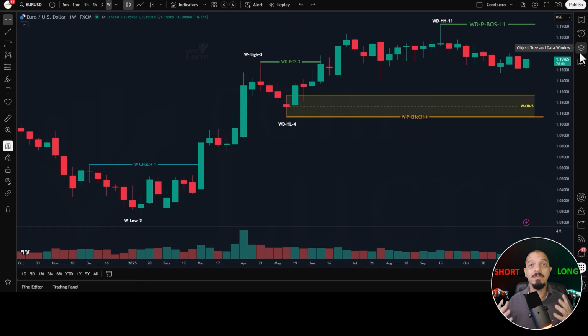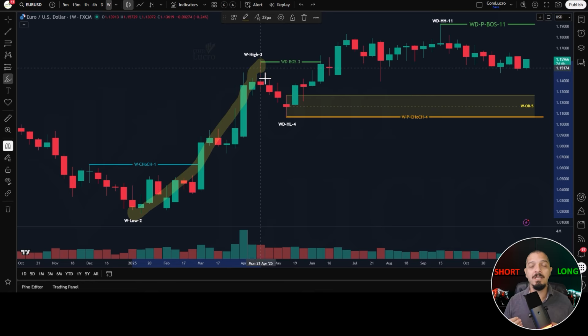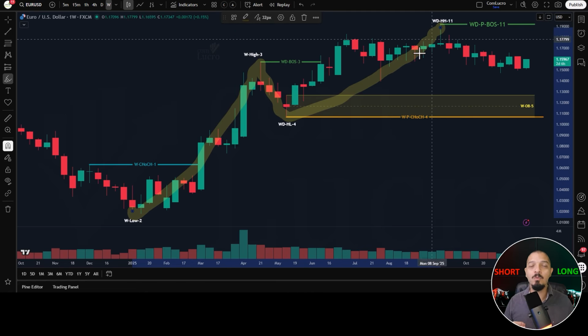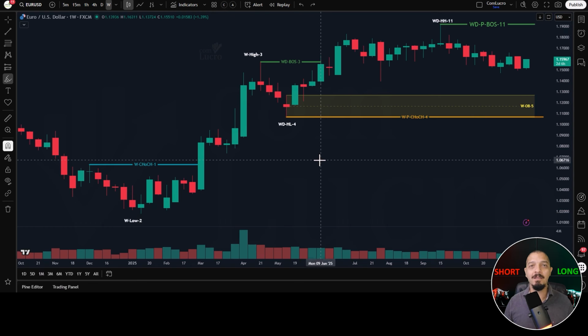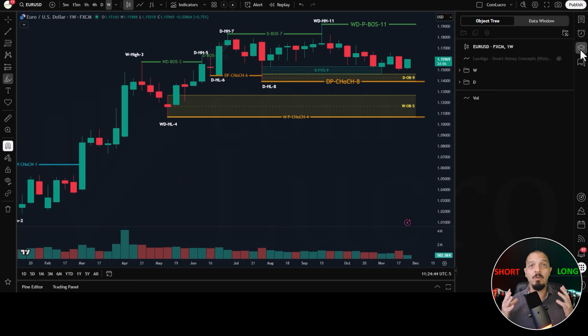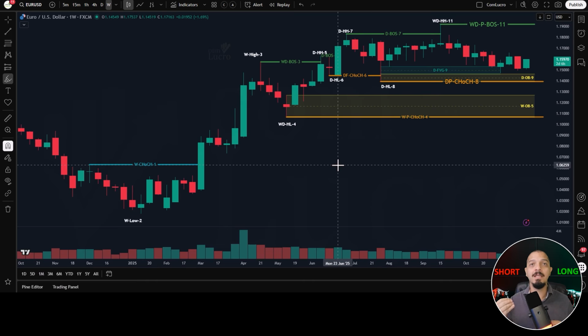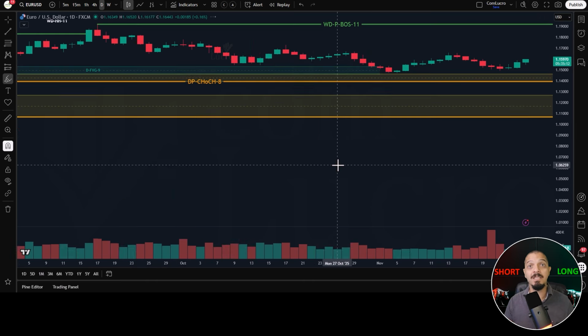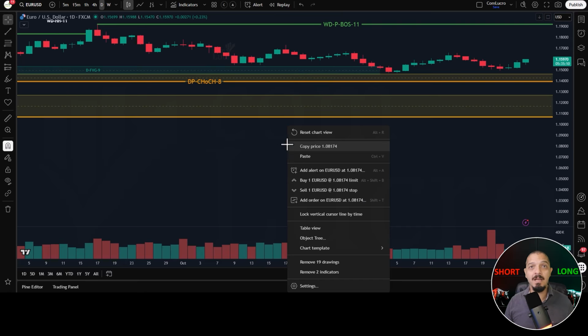The market shifts at weekly change of character 1, rallies into weekly high 3, retraces into weekly daily higher low 4, and then extends powerfully into weekly daily higher high 11, leaving weekly order block 5 as the foundation of the trend. Now that we understand the weekly structure, we can zoom into the daily chart to see how price developed each internal leg of this move.